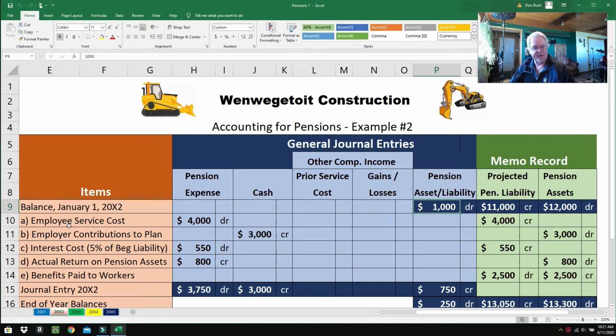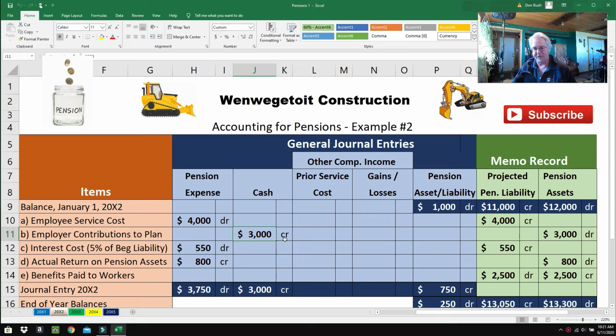So first thing, employee service cost, $4,000 debit. Our employees worked and earned pension benefits during the year, and we will credit $4,000 here under the projected pension liability. Employer contributions to plan. Well, the company sent in $3,000 to the pension fund, so we have $3,000 credit and a $3,000 debit, and it's important to make sure that these lines add up horizontally, that debits equal credits horizontally. Now that's not true in this first line right here, but it's true in the other lines.